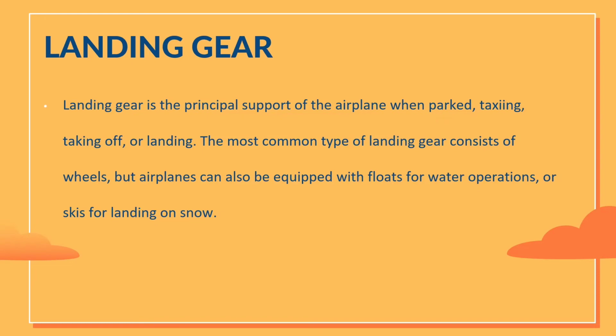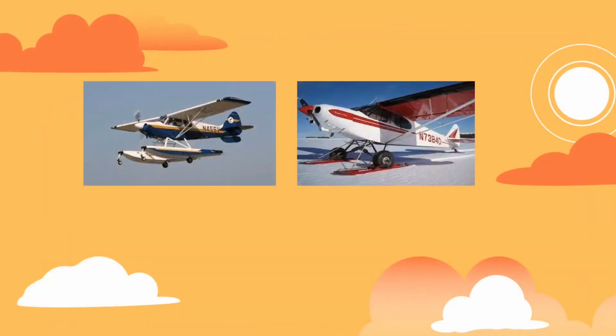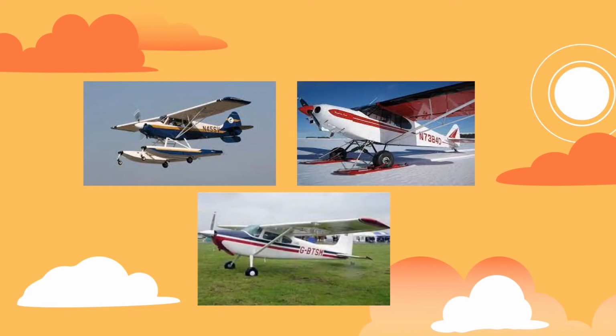Let's move on to the landing gear. It is the principal support of the airplane when parked, taxiing, taking off, or landing. The most common types of landing gear are the floats, the skis, and the wheels.